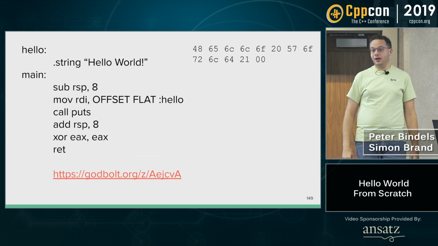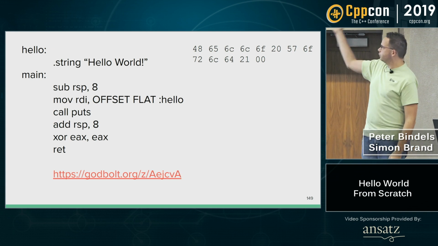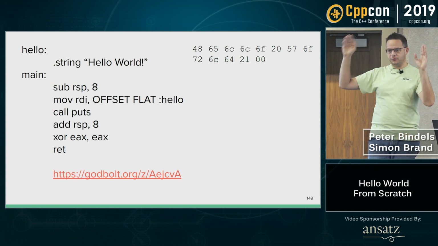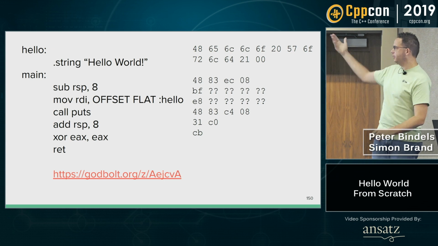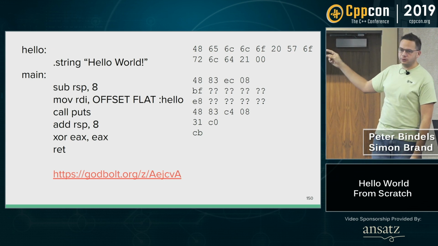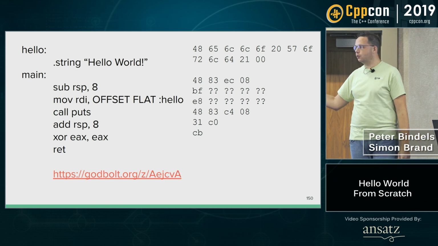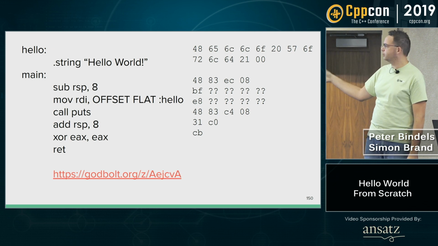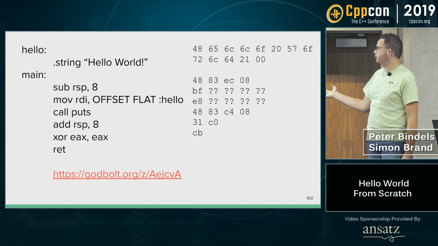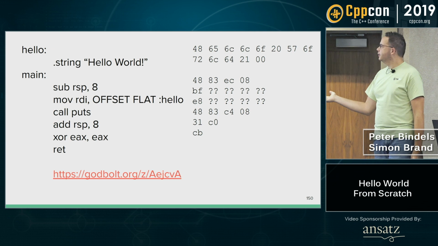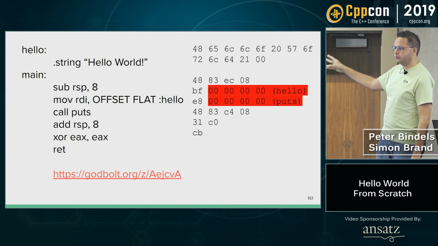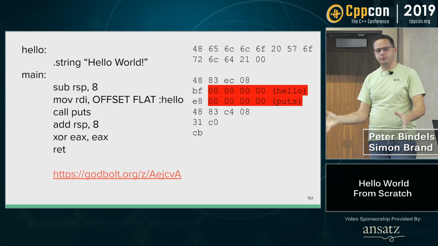So we take this stuff. We have some hello world. We just transform it into the bytes of hello world. And we have some assembly code that we'll just transform into the bytes corresponding to it, with a caveat, because we don't actually know where hello and puts are. So there's question marks. Well, you can't put question marks in binary. This doesn't work that way. So we'll just mark them as red for now and just say the first one has to be hello and the second one has to be puts. And just keep that in mind.